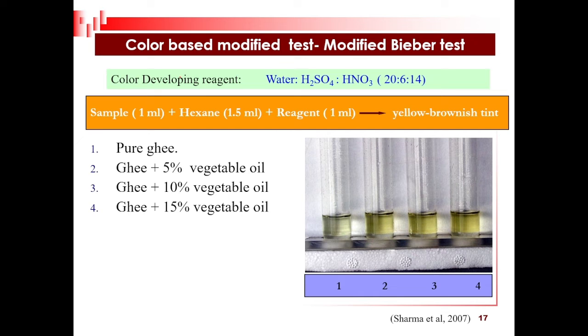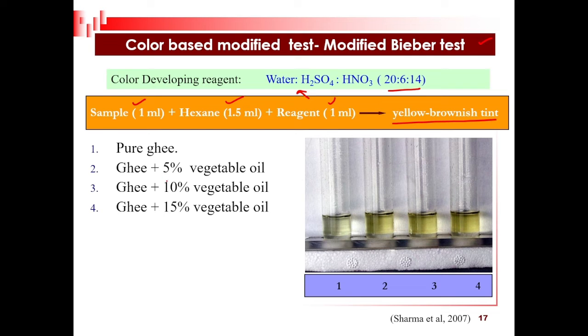Then there is another test called the modified Weber test. In this we use a color developing agent, which is water, H2SO4 and HNO3 in the ratio 20:6:14. We prepare the solution in this ratio, then take 1 ml of the sample in a test tube, add 1 ml of hexane, and then 1 ml of this modified Weber reagent. If a yellow brownish tinge appears, as shown on the slide, then we say that the ghee is adulterated with vegetable oil.